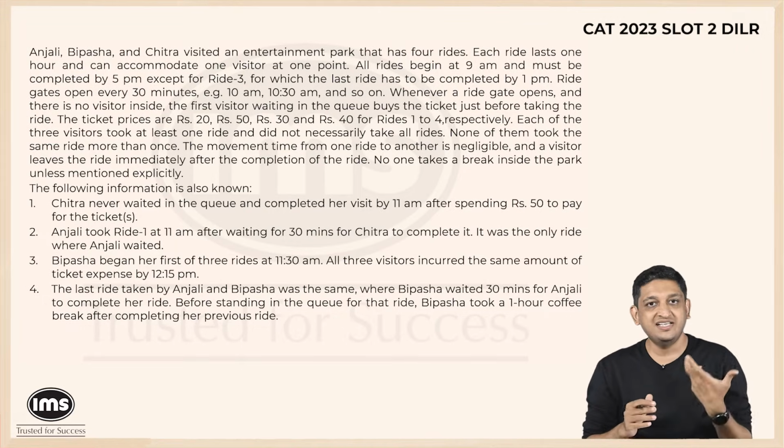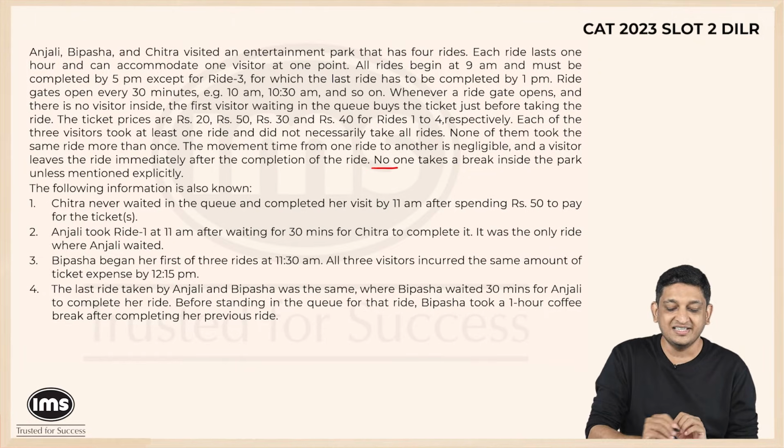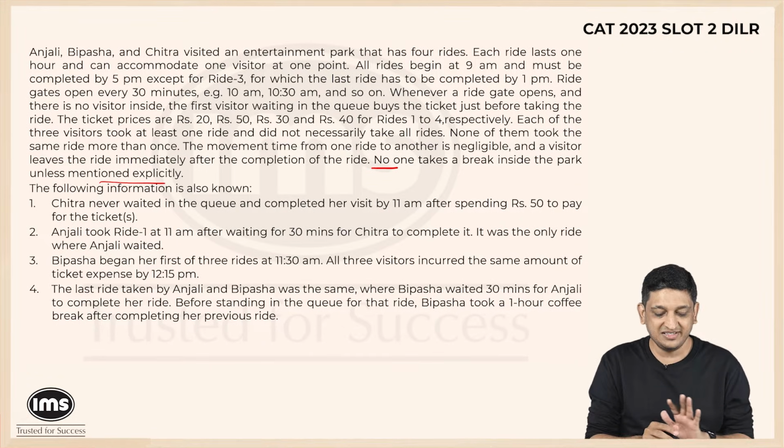And we have a tendency to overthink things, and if someone would have missed this line, "no one takes a break inside the park unless mentioned explicitly," if you missed this line during the test, there's a good chance you might not have understood what this set is trying to ask you, and you would have messed it up big time, right? So this is the beauty of the set. Honestly, this is one line which will make or break the set.